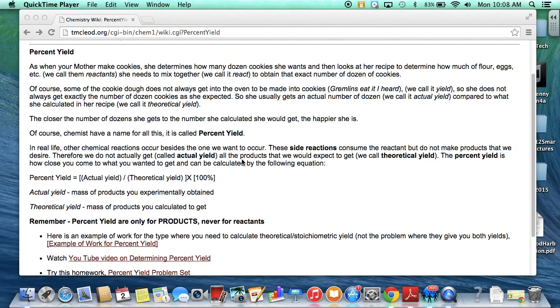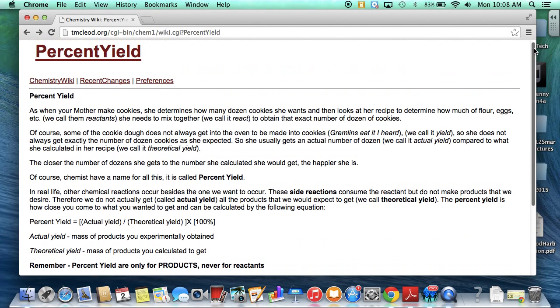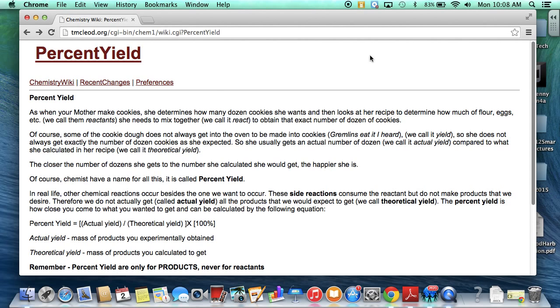Because, of course, in the fraction, the units are the same. Therefore, after you do the math of the fraction, there are no units. That's why you multiply by 100% to get the percent unit. So, for example, you can see you have already opened up to this page, and it's a discussion of what we were just talking about, percent yield. Here's our equation: actual yield over theoretical yield times 100%.